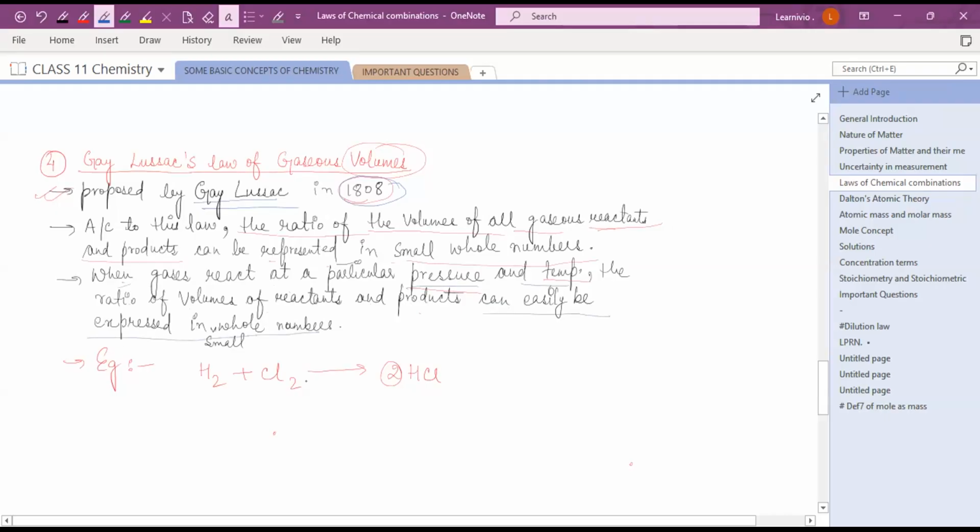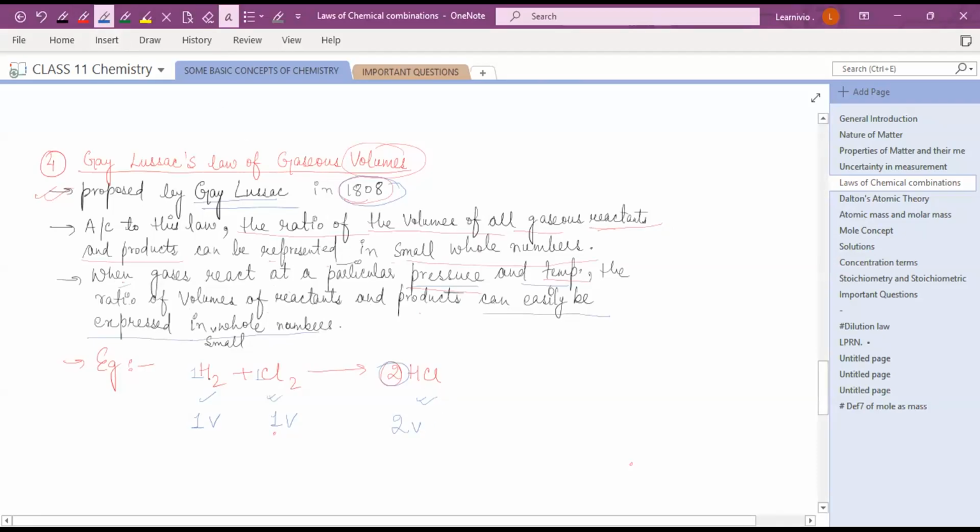For example, if we combine hydrogen gas and chlorine gas, it is governed by Gay-Lussac's law. When H2 gas and Cl2 gas combine, they produce HCl, hydrochloric acid gas. In this example, what is the coefficient over here? The coefficient is 1, here also 1, and here 2, right? So we can say that one volume of hydrogen gas combines with one volume of chlorine gas to form two volumes of HCl gas. Can we say that?